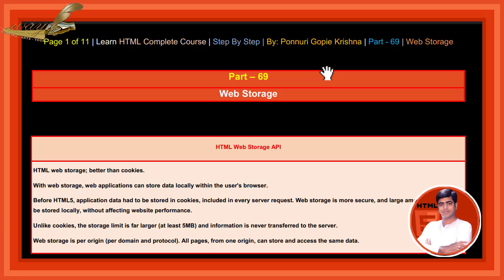Before HTML5, application data had to be stored in cookies, included in every server request. Web storage is more secure, and a large amount of data can be stored locally without affecting website performance. Unlike cookies, the storage limit is far larger, at least 5 MB, and information is never transferred to the server. Web storage is per origin, per domain and protocol. All pages from one origin can store and access the same data.